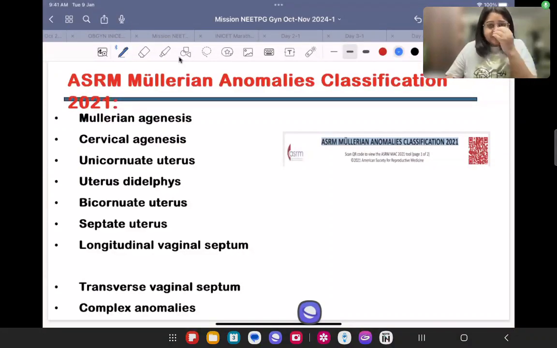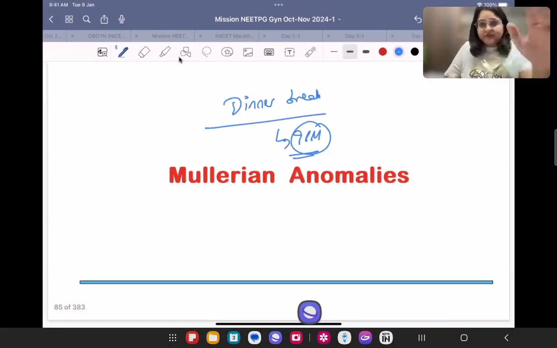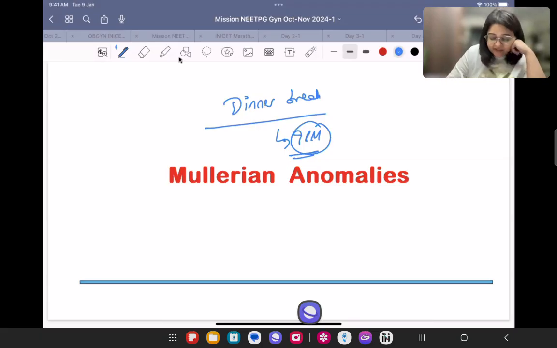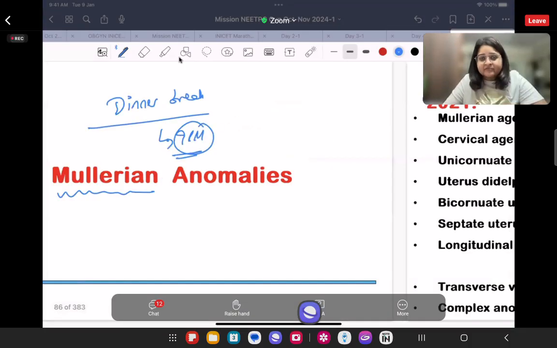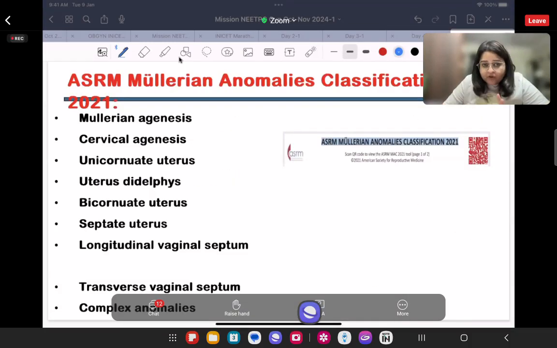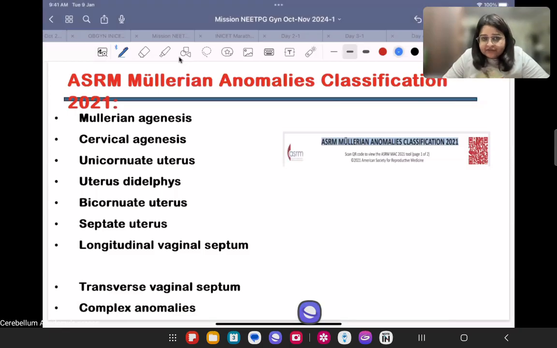What we start now is with the Mullerian anomalies. Mullerian anomalies, the name itself tells if there's a problem in the Mullerian duct differentiation, or if it doesn't differentiate. So a very high yield area, in the exam questions definitely come from here also. So let's discuss the different classes.